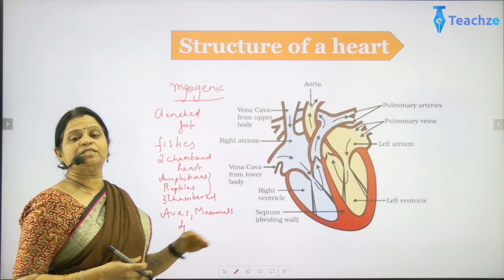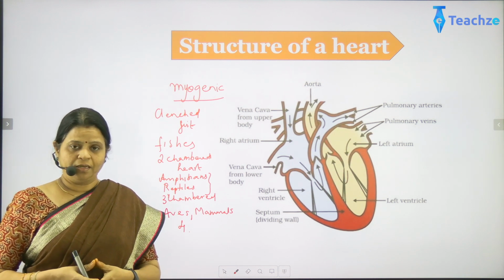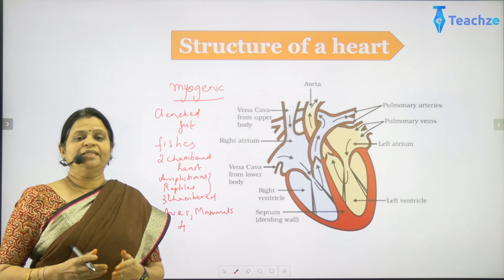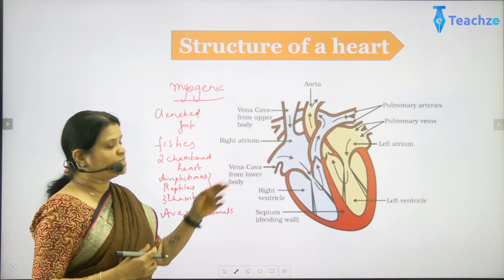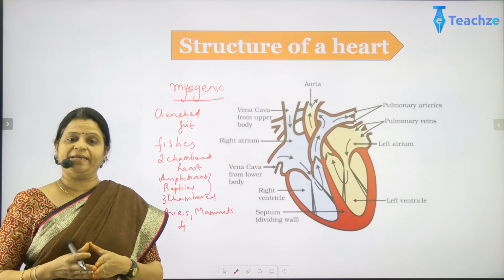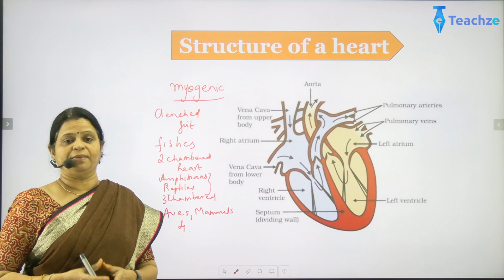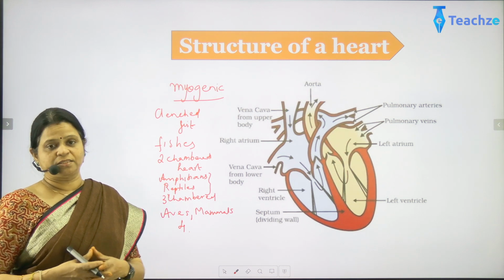But the advantage of having a four-chambered heart, as in aves and mammals, is that the entire septa, the walls, everything is completely divided. So it makes them very exclusive, because the blood doesn't mix in any of the parts of the heart.